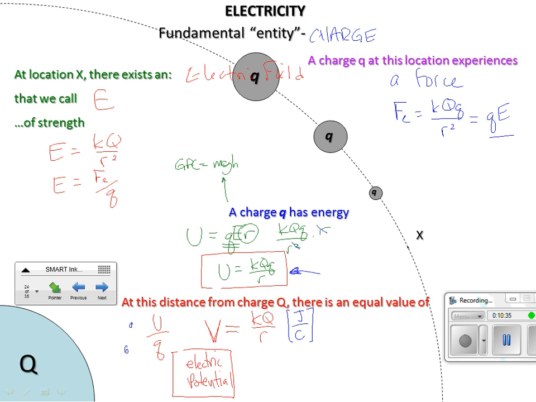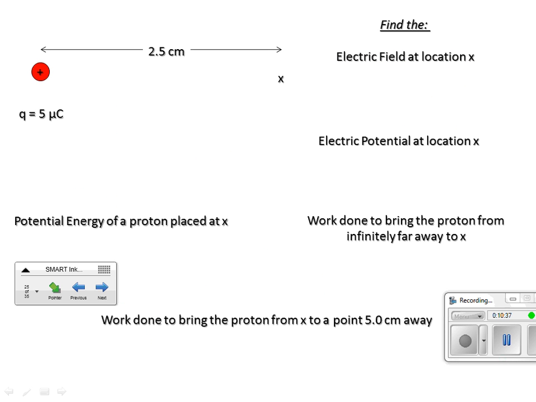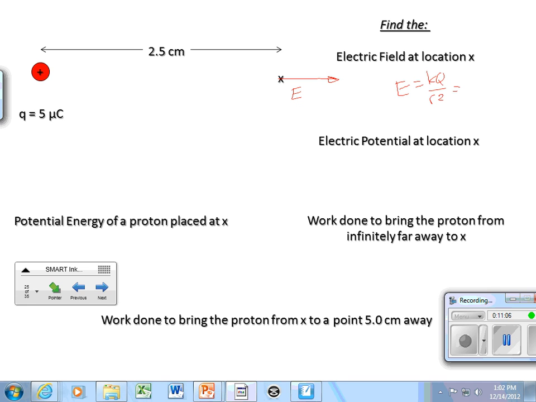Okay? All right. Let's see if we can use a couple of these in a simple situation here. We're going to do half of this now and some more of it later. For sure, we can find electric field strength at location X. I know that the field is going to point away from that positive charge. Let's call that E. And E is KQ over R squared, I get 7.2 times 10 to the 7th newtons per coulomb.